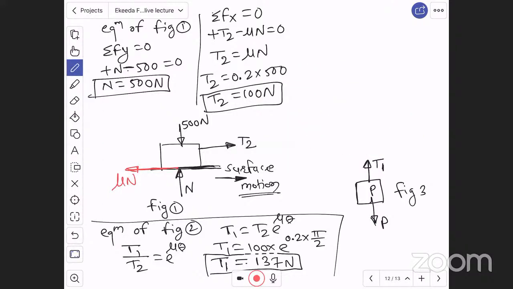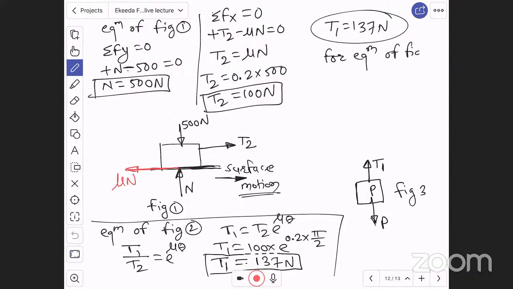Now we have calculated T1 is equal to 137 Newton. Again, write down the equilibrium equation for figure 3.